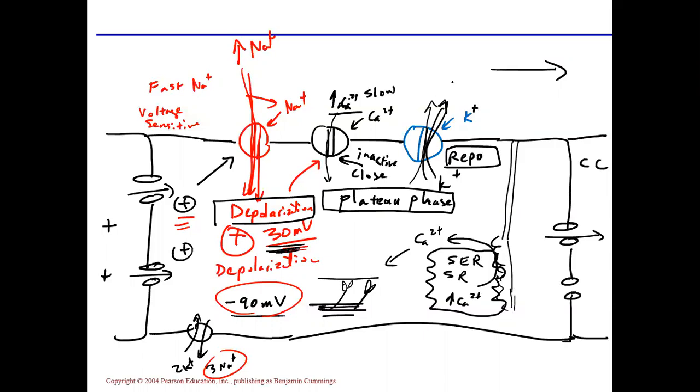As the potassium is leaving, again, the cell will get repolarized back to where it started, ready for another contraction. But now, think about all these positive ions that came in. Think about the sodium channel that was open and the sodium came in. Think about the calcium that came in. Think about not all the potassium is going to be leaving. So you still have a lot of positive ions.